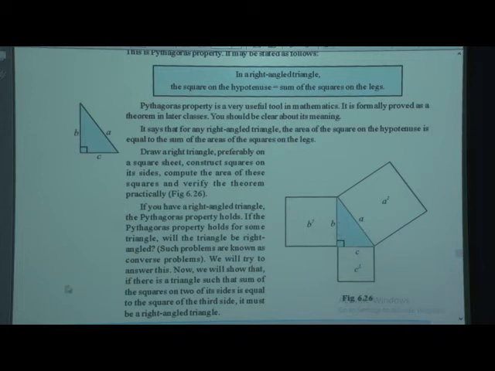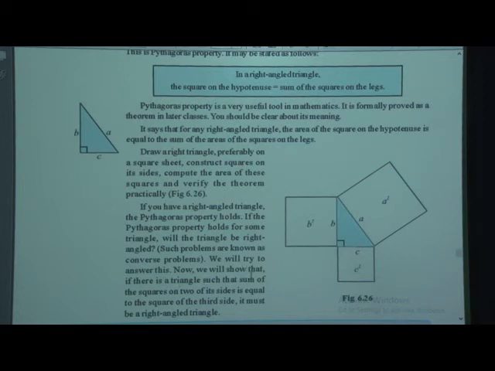A square. If the Pythagoras property holds for some triangle, will the triangle be a right angle? If it holds for any other triangle, that is an acute angle triangle, or it may be an obtuse angle triangle, can we prove that the Pythagoras property holds on that type of triangle? Such problems are known as converse problems. I already told you, it is only applicable for a right angle triangle. We will try to answer this.